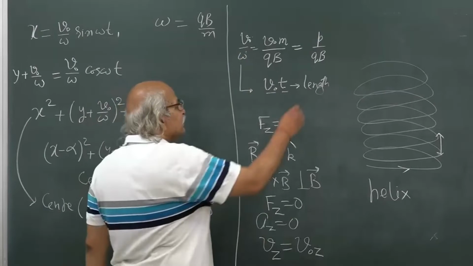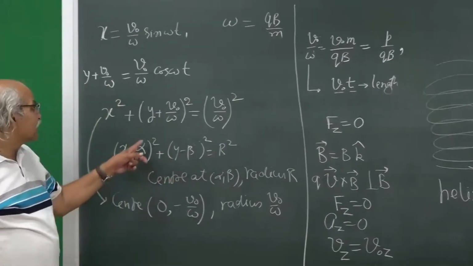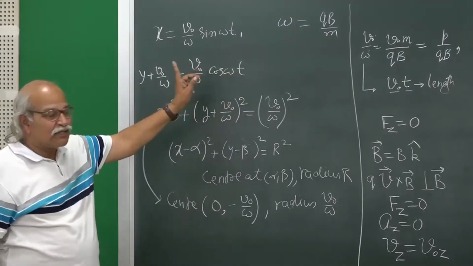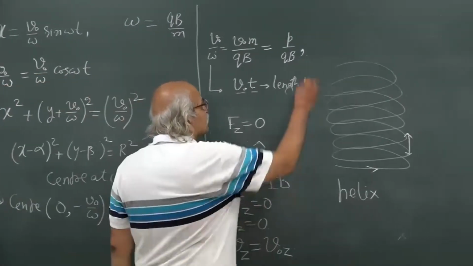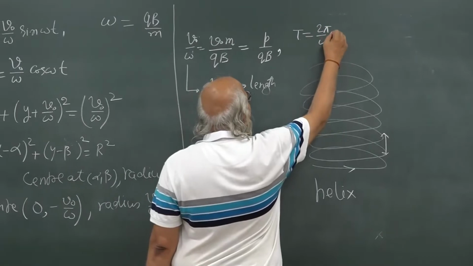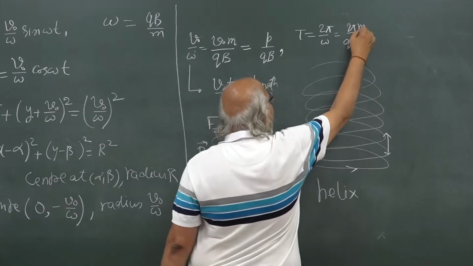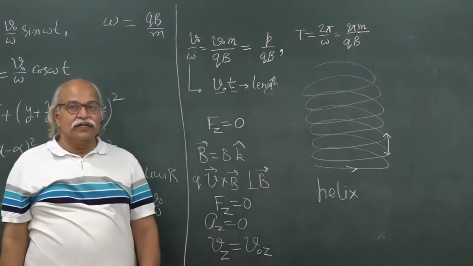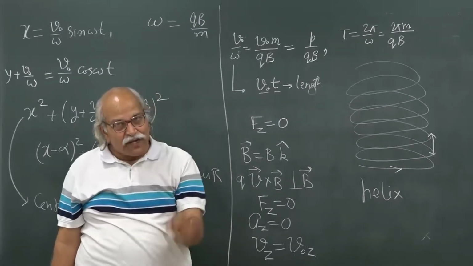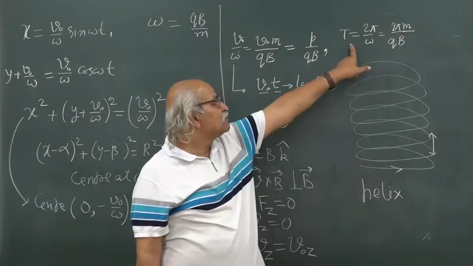This omega here happens to be the angular velocity, because here are the equations, sin omega t, cos omega t. So the time period will be 2 pi divided by omega, so 2 pi divided by qB by m, and that is the time period. So it completes one circle in the xy plane, x coordinate and y coordinate only. If you only see that, it is still a circle, and one full revolution means this much time.